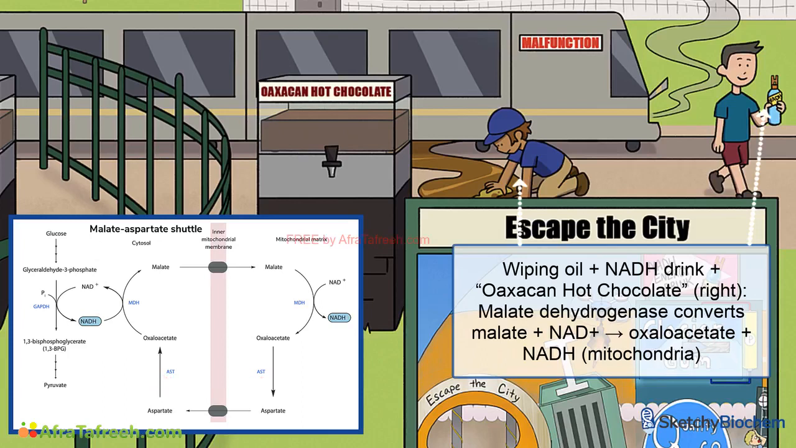Did you catch it? We started with an NADH outside the mitochondria, and now we've got one inside, but we never moved an actual NADH across the membrane. We just brought its electrons across using malate.